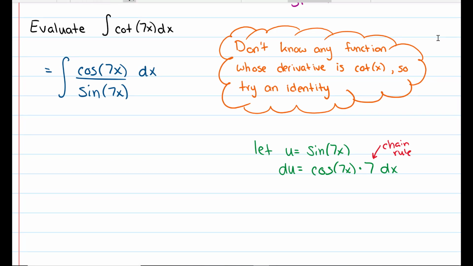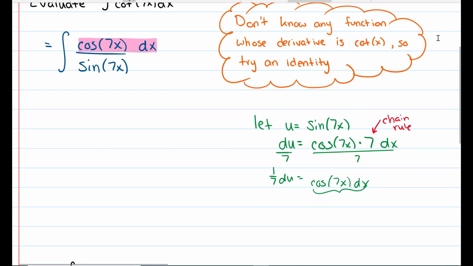And so the problem now is I don't have a 7 in my integral. I only have cosine 7x dx. This is the only piece I have. So I need to get rid of this 7 over here. So I go ahead and I divide both sides by 7. And I get 1/7 du is equal to cosine of 7x dx. Now notice that this matches perfectly.